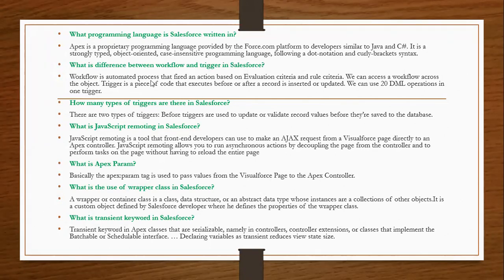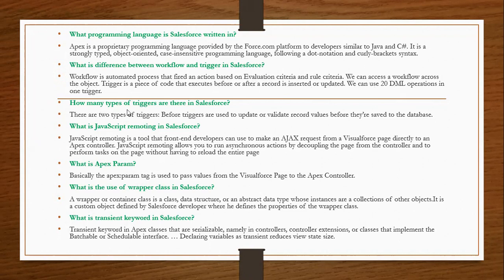What is the difference between workflow and triggers in Salesforce? Workflow is an automated process that fires actions based on evaluation criteria and rules. We can access the criteria through workflow. A trigger on the object is a piece of code that is executed before and after records are inserted or updated. We can use DML operations in triggers.